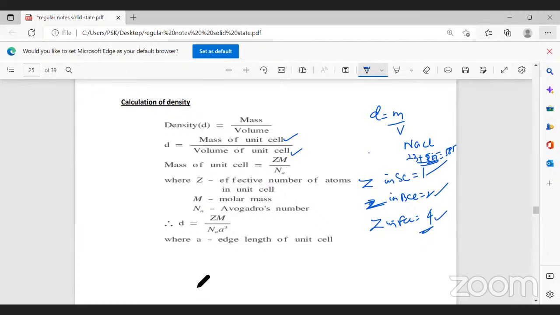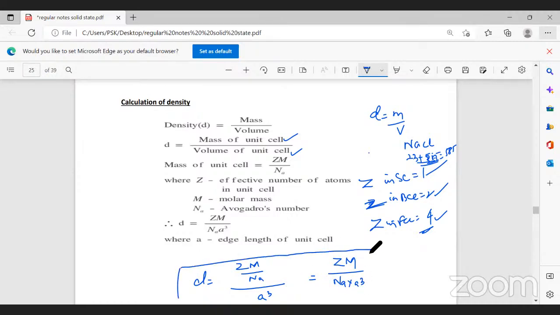Once you understand that, density is now Zm by Na. This is the mass of the unit cell, and volume of the unit cell is given by the formula what? A cube. Therefore, density becomes what? Zm divided by Na into A cube. This is the formula to calculate the density. What will be the unit for density? Gram per centimeter cube. Did you follow this? Yes, sir.